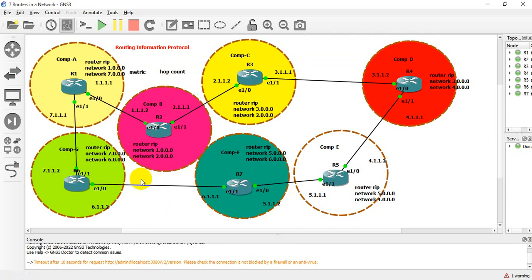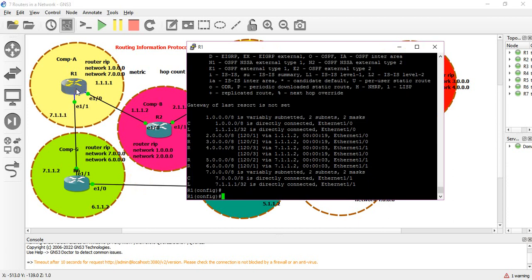That means they can ping each other. They can communicate with each other. So our topology is completed successfully, and we will check the result as well. Another thing is that we should understand this routing table as well.